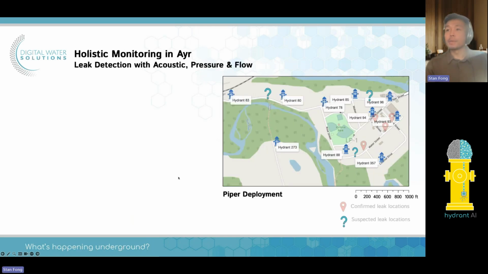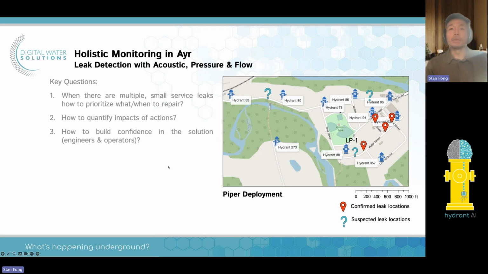And I'm not going to spend too much time on this here, but we had a bunch of different leaks, some confirmed, meaning they were detected and repaired, and some still suspected, so ongoing. What I want to focus on here is the key question when it comes to holistic: when you have multiple small service leaks, is there a way that we can quantify and decide how to prioritize what and when to repair? Can we also quantify the impacts of our actions?